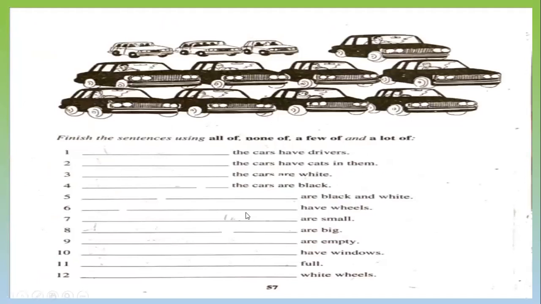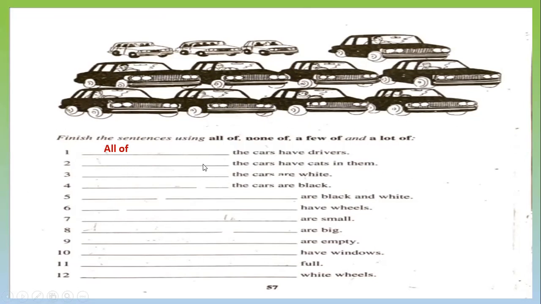Let's move to the next page. Finish the sentences using all of, none of, a few of, and a lot of. There are different cars, some black, few of them white, and they are asking what to write here. Dash the cars have drivers. Look, all the cars. So what are we going to write here? All of the cars have drivers. You just write all of.